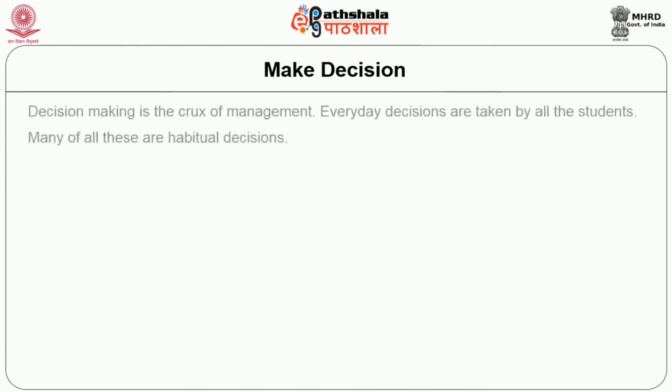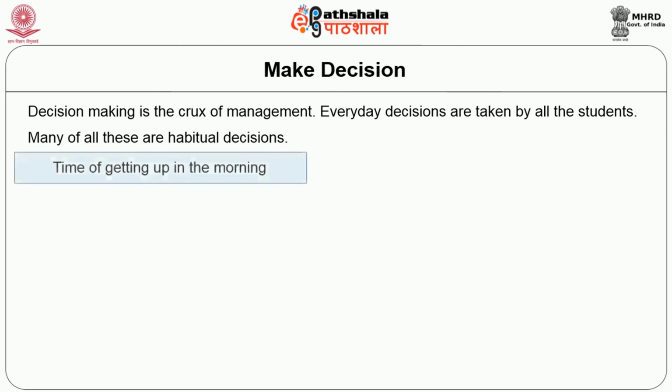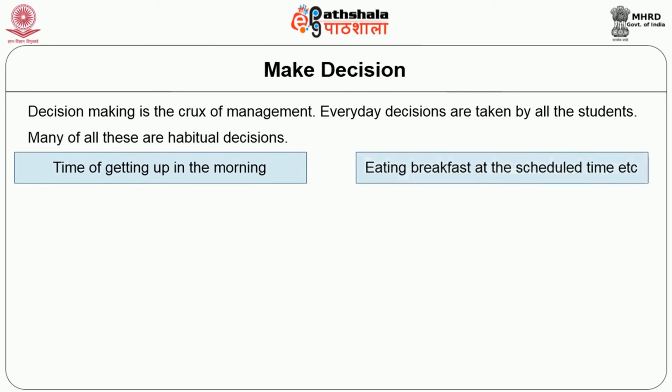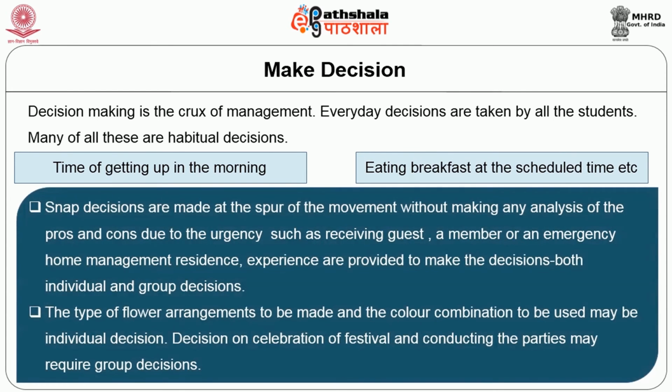Make decisions. Decision making is the crux of management. Every day, decisions are taken by all the students, and many of these are habitual decisions. Examples are the time of getting up in the morning, eating breakfast at a scheduled time, etc. Snap decisions are made at the spur of the moment without making any analysis of the pros and cons, due to urgencies such as receiving guests, an additional member, or an emergency.